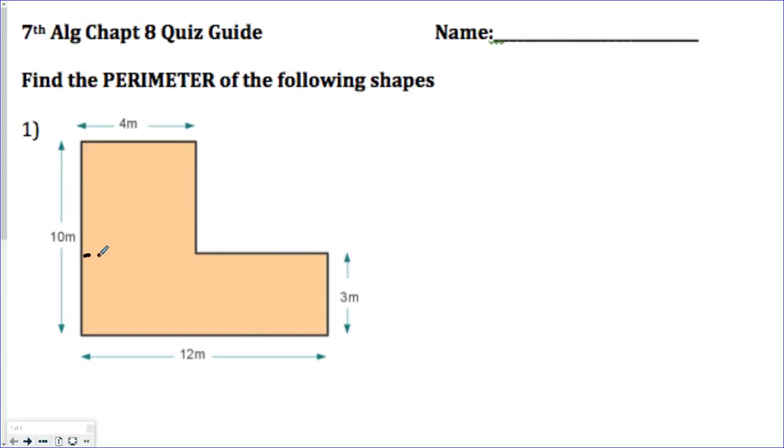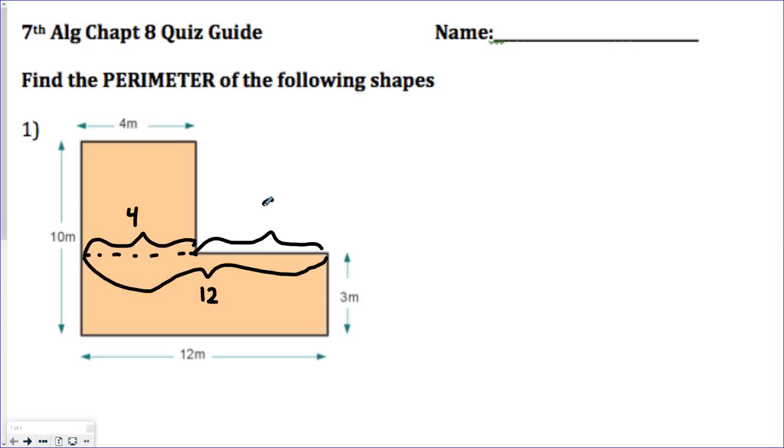We know that the entire length, so from here all the way to here, that entire thing is 12, because that's what it is down here. So this entire distance is 12. And we know that this part right here is 4 because that part's right there is 4. So if the entire thing is 12 and this part is 4, that means this part right here has to be a total of 8 because 8 plus 4 would give me 12.